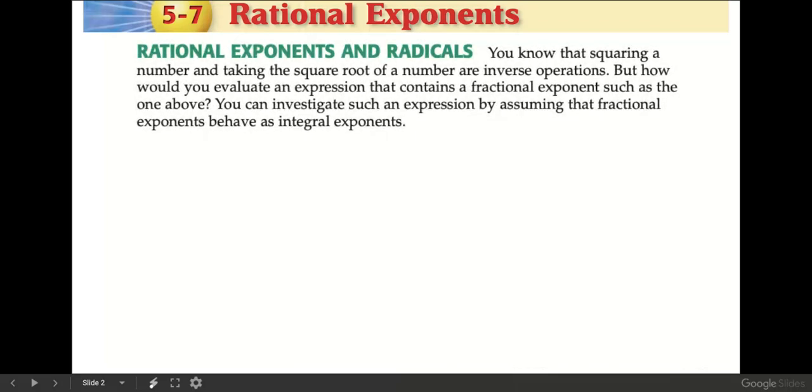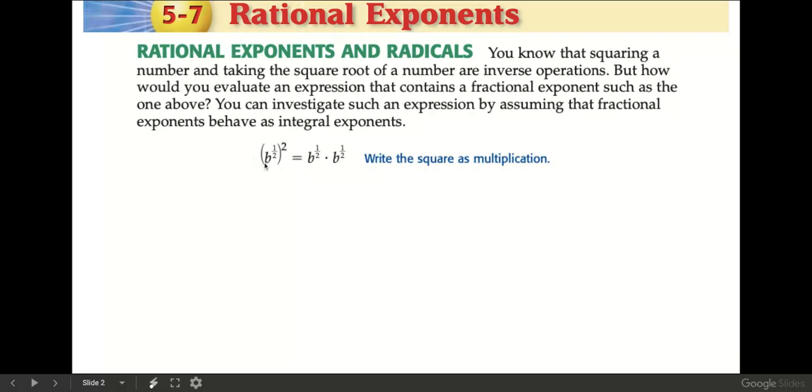So, rational exponents and radicals. You know that squaring a number and taking the square root of a number are inverse operations of each other. But how would you evaluate an expression that contains a fractional exponent, such as the one above? You can investigate such an expression by assuming that fractional exponents behave as integral exponents.